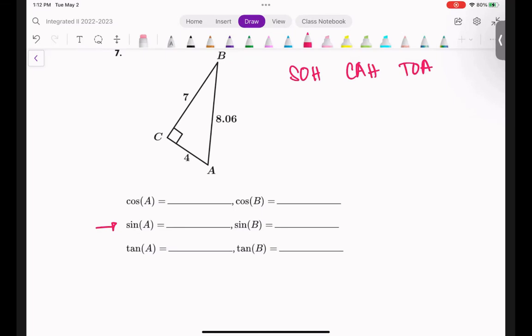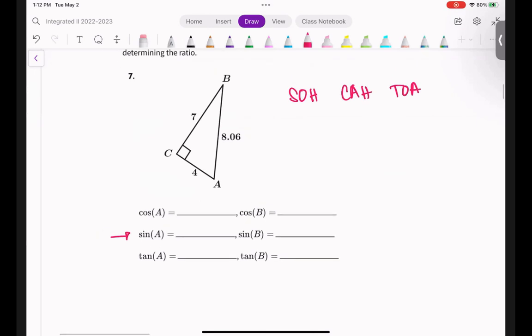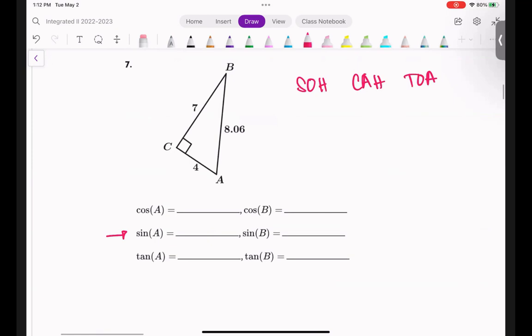Okay, so if we're going to do SOHCAHTOA and they are asking us to find the sine of the angles based on this triangle, right? I'm going to review with you what SOHCAHTOA is. Sine means opposite over hypotenuse. So you're going to take A and draw an arrow from A, and the side that's opposite of that is your opposite side to A. So the sine of A is going to be opposite over hypotenuse.